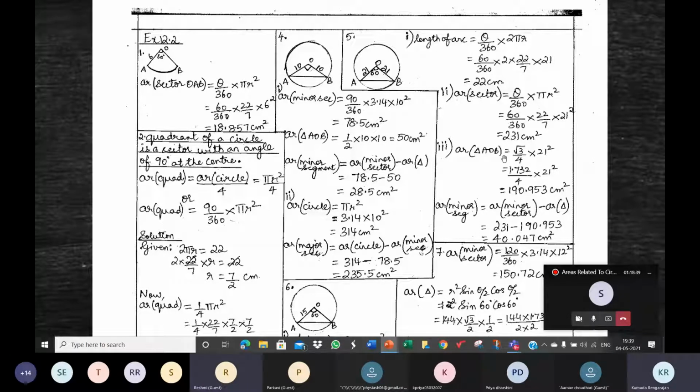Ma'am, if the radius is given, it would be the centimeter of the radian also. If the radius is given, the length of the chord, supposing you have to find the length of the chord AB, that's also 21. Is that your question? Yes, ma'am. Okay.